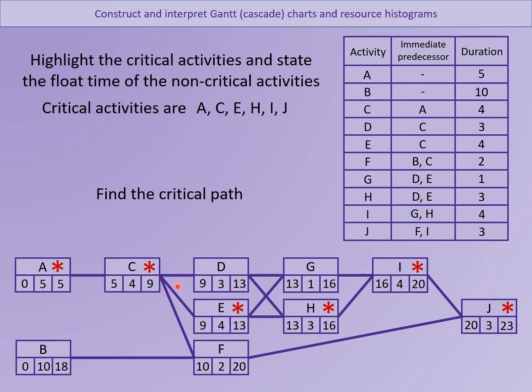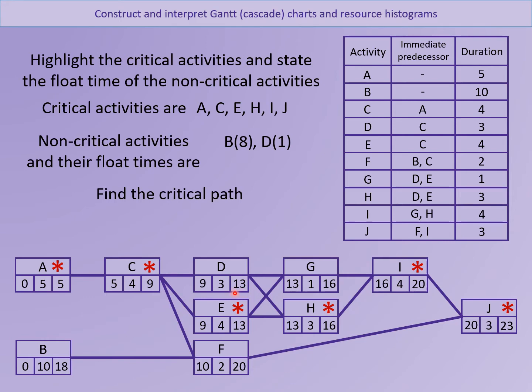So the non-critical activities are D, G, B, and F. Now, with each of those, if you go through, B has this extra float time, and you can figure it out by just doing 18 take away 10 is 8. D is going to be just 1. So 13 take away 3 is 10, but it starts at 9, so that's going to give you just one more hour. An easier way of doing it would be doing 9 plus 3 is 12. How much more time to get to 13? Easy looking at it that way. So 9 plus 3 is 12, we've got one more hour free.